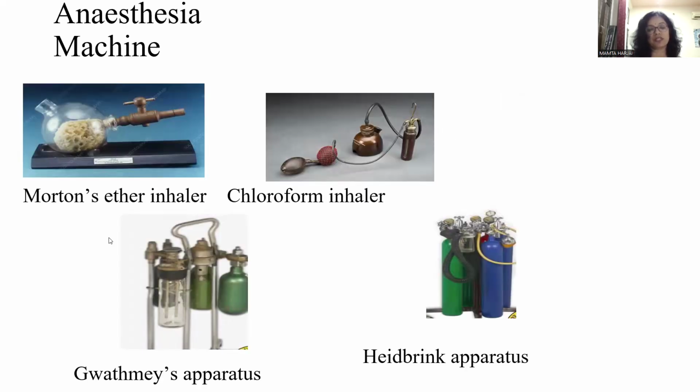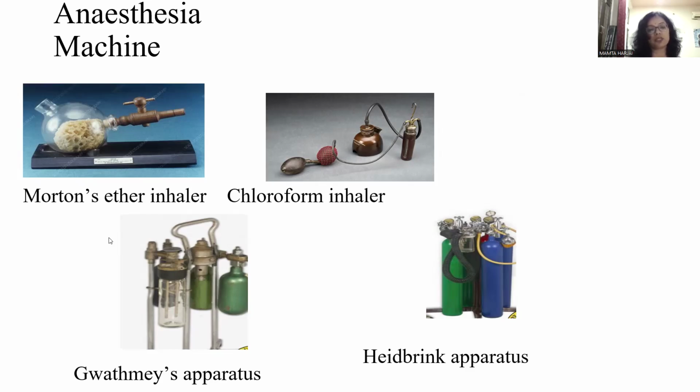If you go to the history of the anesthesia machine, Morton was the one who publicly demonstrated the inhalation of ether in 1846. Subsequently, more complex inhalers were developed to allow the inhalation of multiple anesthetic agents, and anesthetic flow was independent of patient inspiration. And these were portable apparatus.